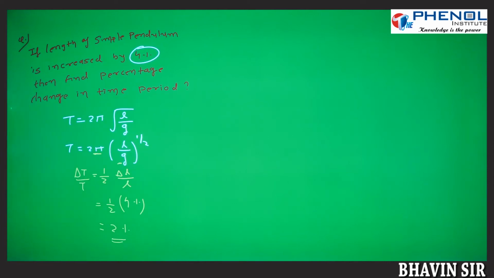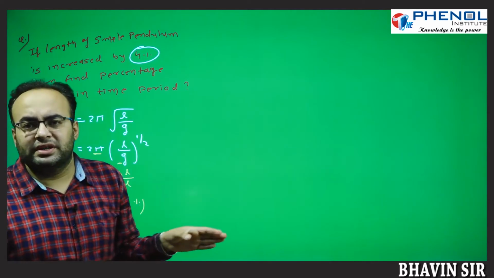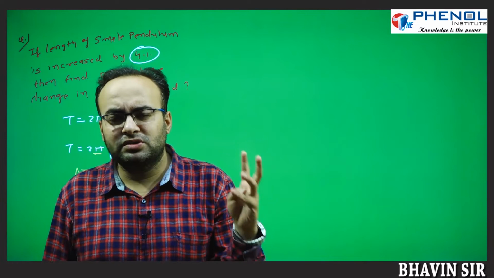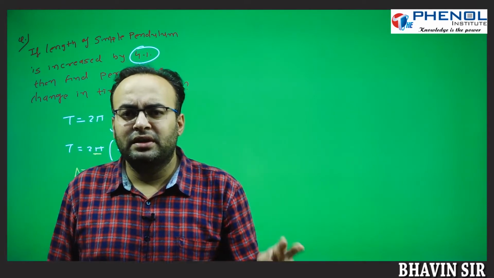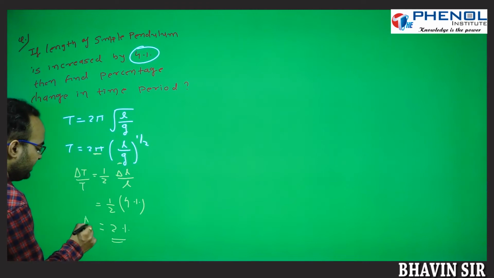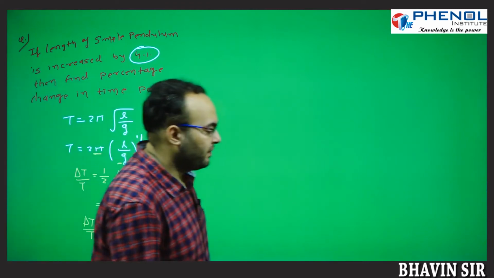And the percentage change in length is 4%. Delta T by T means percentage error in time period, same as delta L by L is known as percentage change in length. So delta L by L is 4%, so delta T by T is 2%, and that is known as the percentage change in time period. So now next question, students.